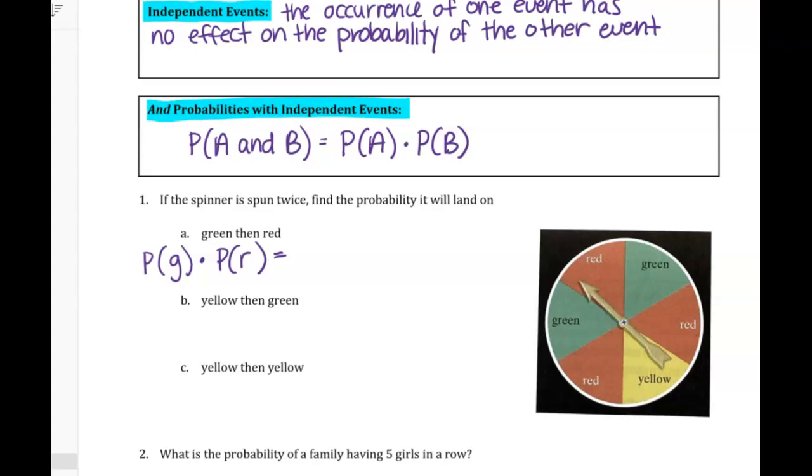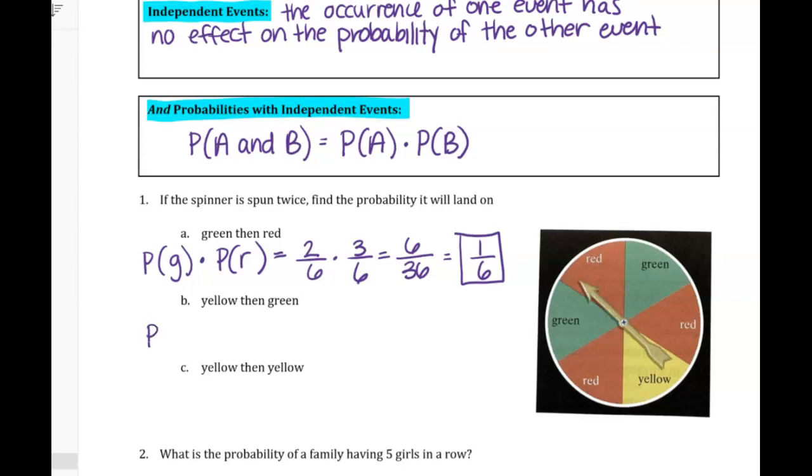And so we have 2 green, so 2 out of 6 are green. For red, 3 out of 6 are red. And you can multiply from here. 2 times 3 is 6. 6 times 6 is 36. And this simplifies to 1/6 probability that you'll spin green and then red. And keep in mind in this case the order doesn't matter. Red then green would be the same as green then red.